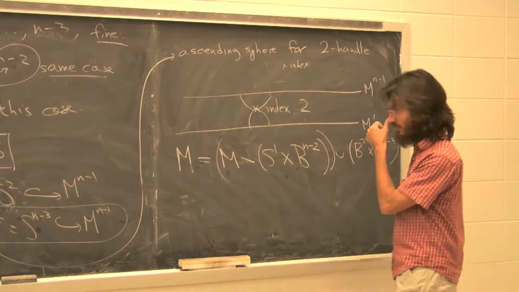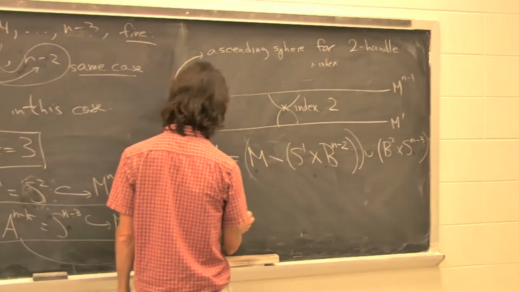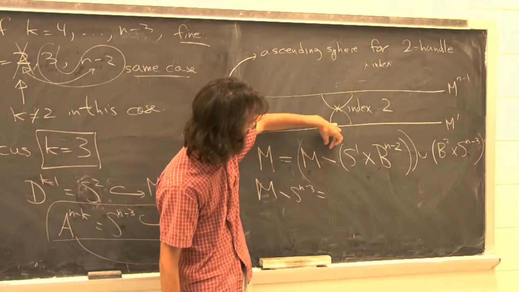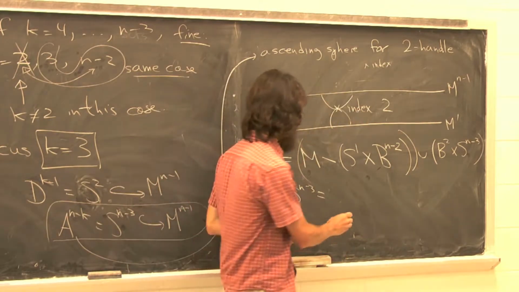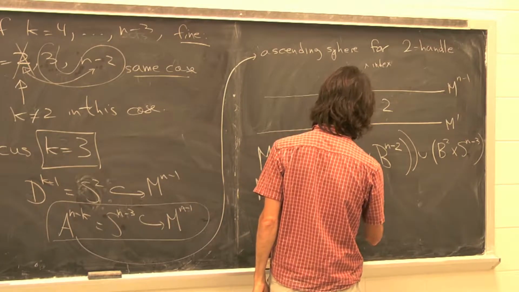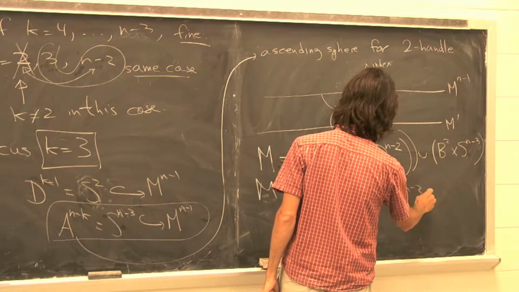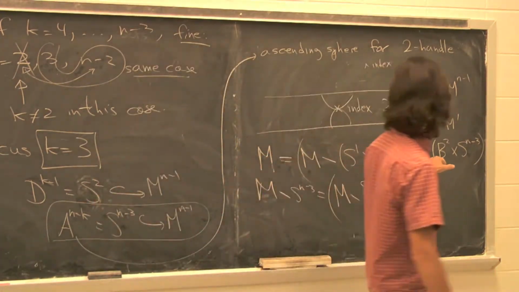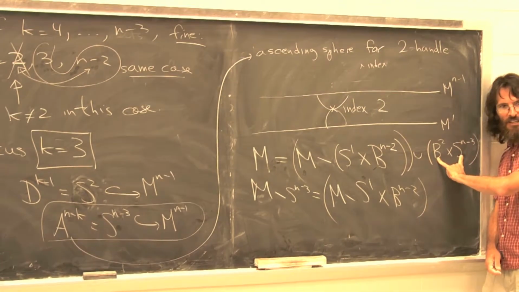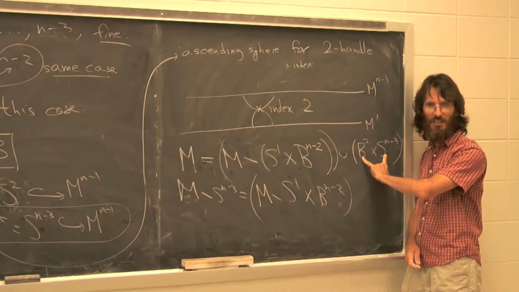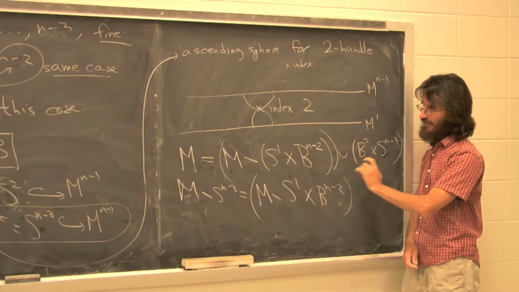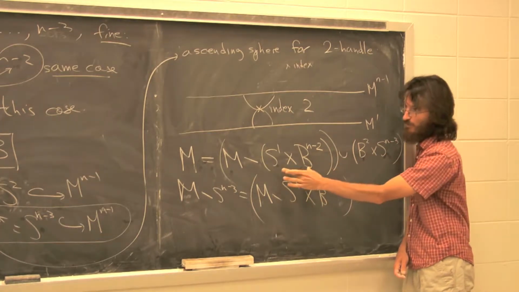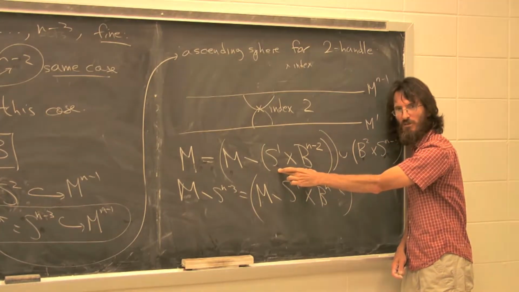So I want to know, M minus this S^(n minus 3) is really the same thing as, well, I'm going to write this down. I think it's just the same thing as M up to some contraction, because if you glue in B2 cross S^(n minus 3), you have to think carefully about how it is glued in, right? It's glued in along S1 cross S^(n minus 3). So when you remove the S1 cross B^(n minus 3), you have an S1 cross S^(n minus 3).